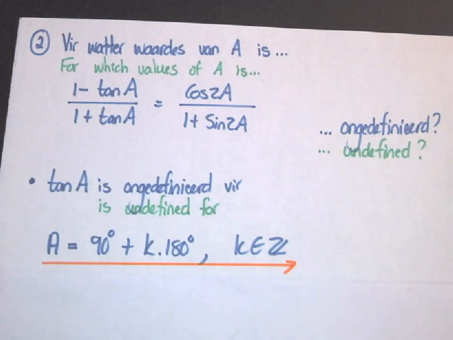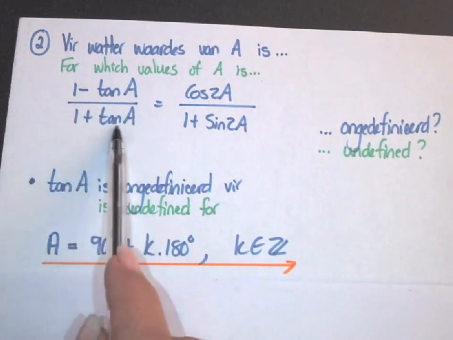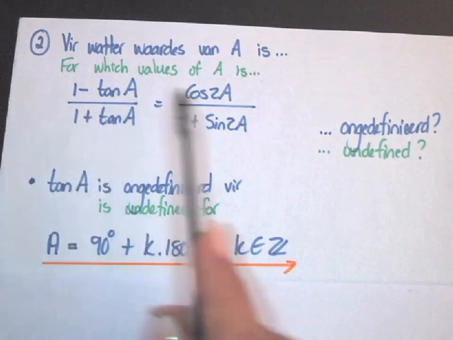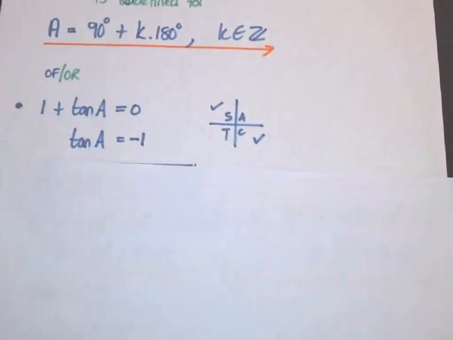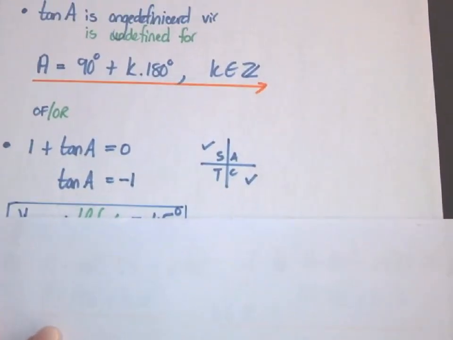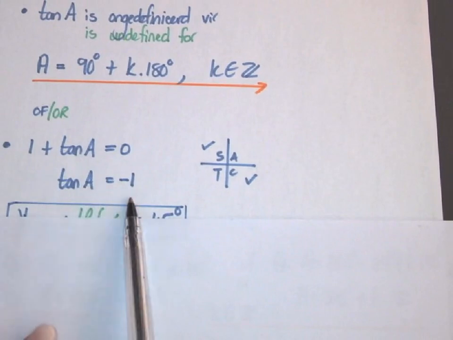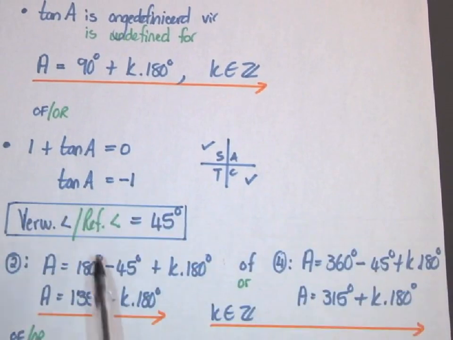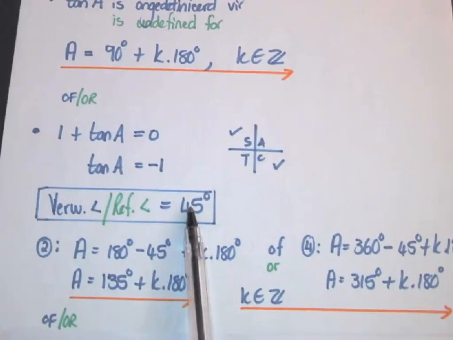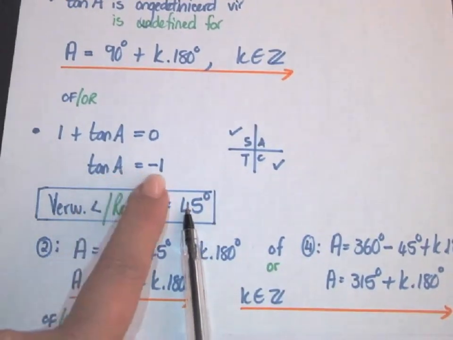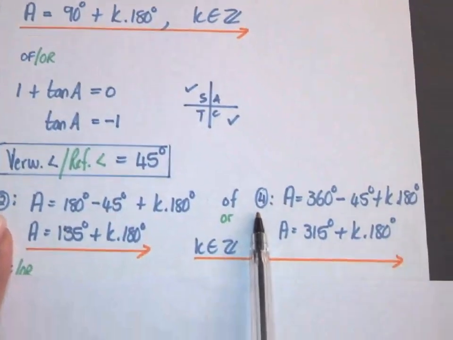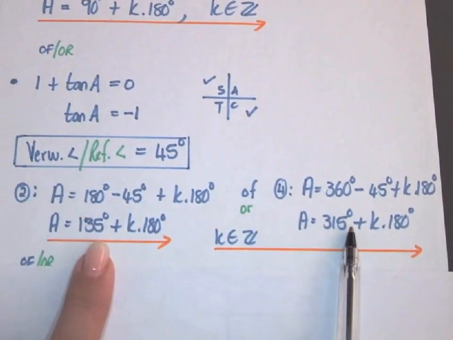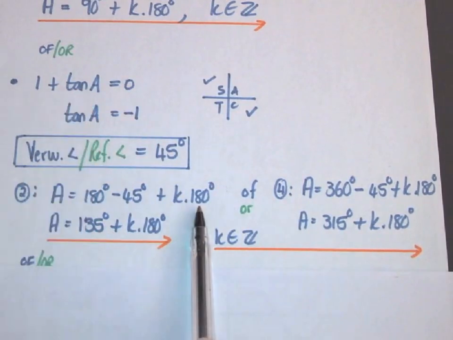Then you look for the denominators. So it will be where this one is 0 or that one is 0. So it will be where 1 plus tan A is 0, therefore where tan A is negative 1. So you get your reference angle, it's 45 degrees, and you say tan is negative in those two quadrants, quadrant 2 and 4. So I have two sums, these two. And remember, when we work with tan, it's always k times 180.